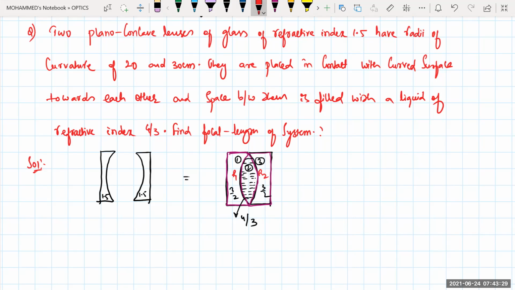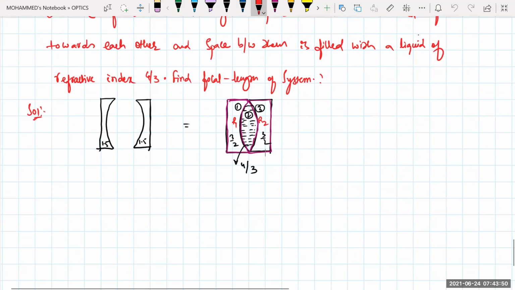Have you got the question? Two plano-concave lenses of glass of refractive index 1.5 have the radii of curvature 20 and 30. They are placed in contact with the curved surfaces towards each other, and the space between them is filled with a liquid of refractive index 4/3. Find the focal length of the system. Clear?